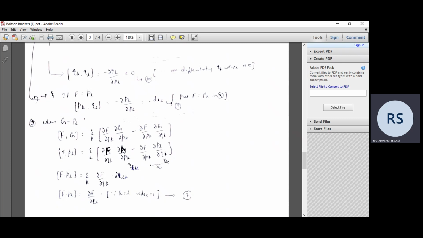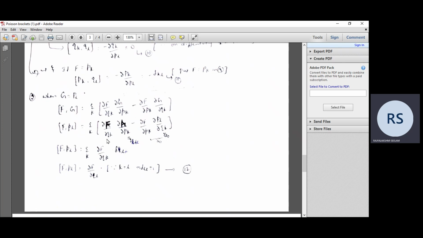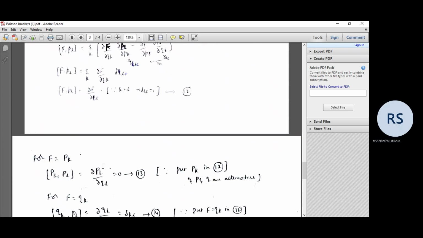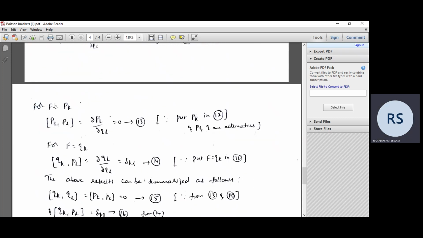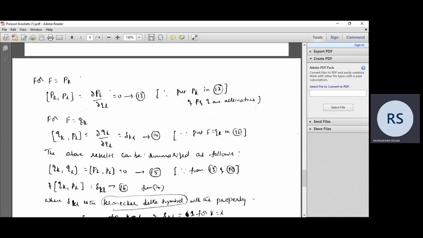So here we will obtain delta lk. So {f, pl} equals sigma k ∂f/∂qk delta lk. If l equals k, this becomes 1. So {f, pl} equals sigma k ∂f/∂qk. If you replace f with pk, we will obtain {pk, pl} equals ∂pl/∂ql, which equals 0. For f equals qk, we will obtain {qk, pl} equals ∂qk/∂ql, which equals delta kl.